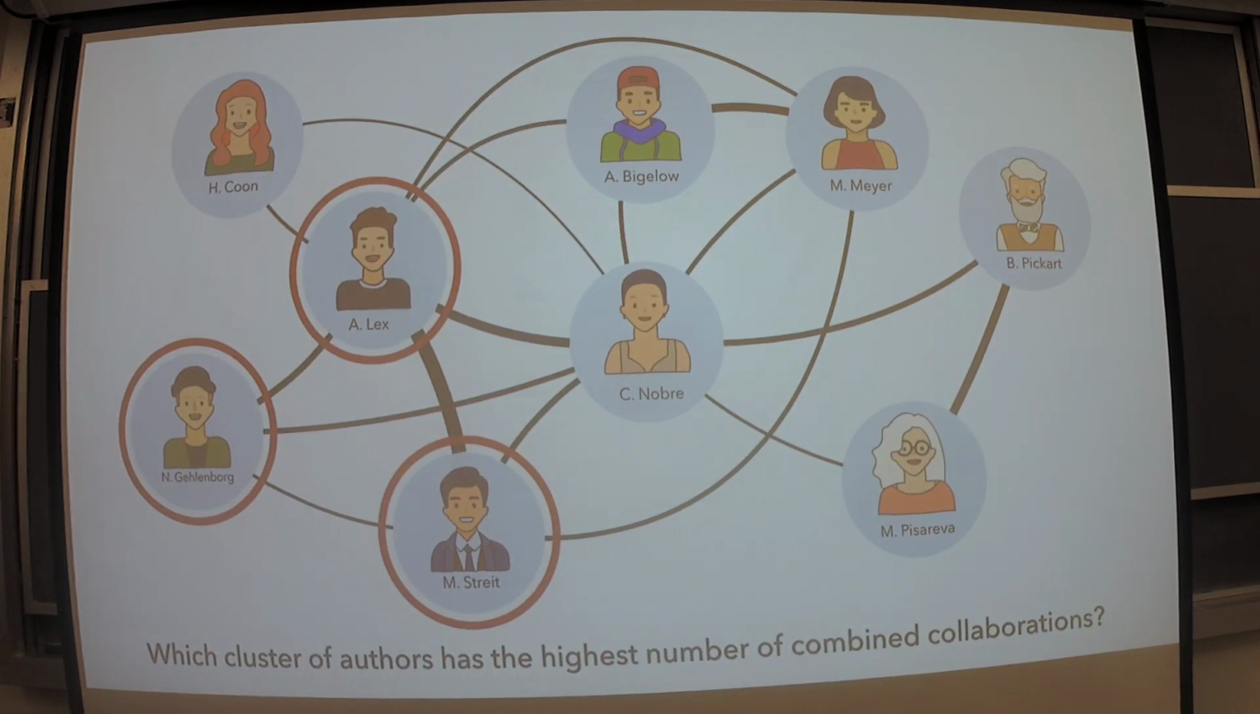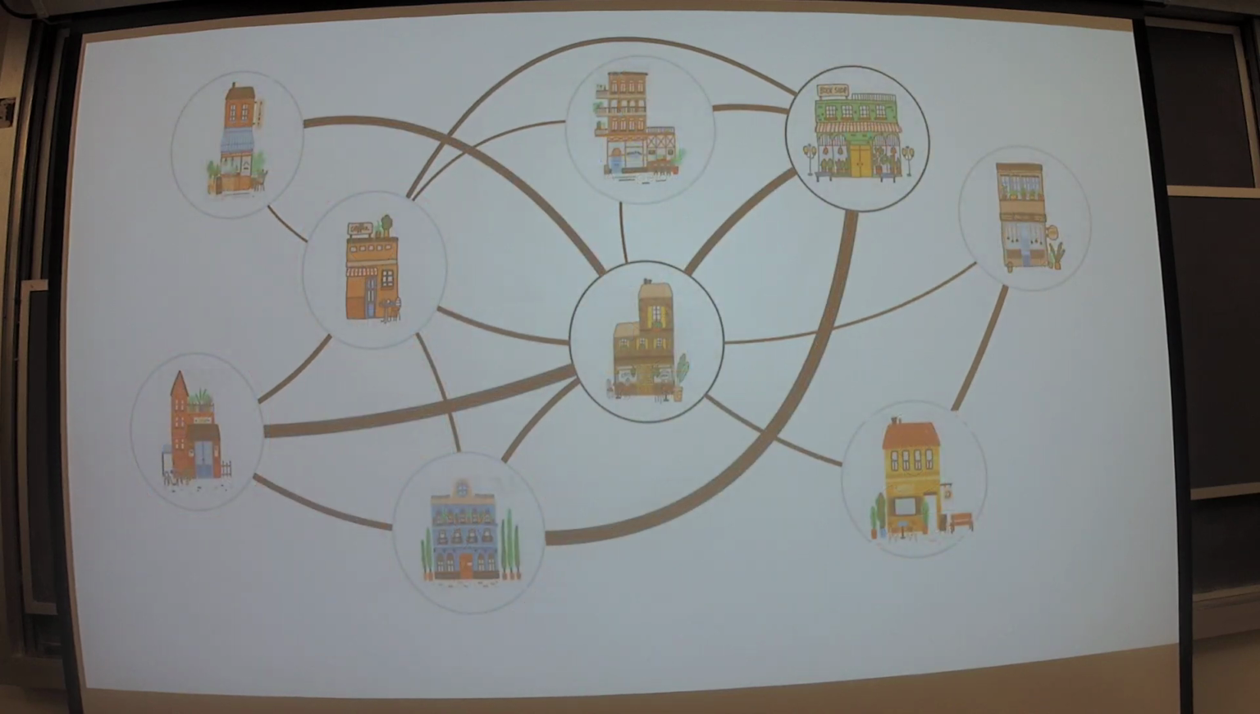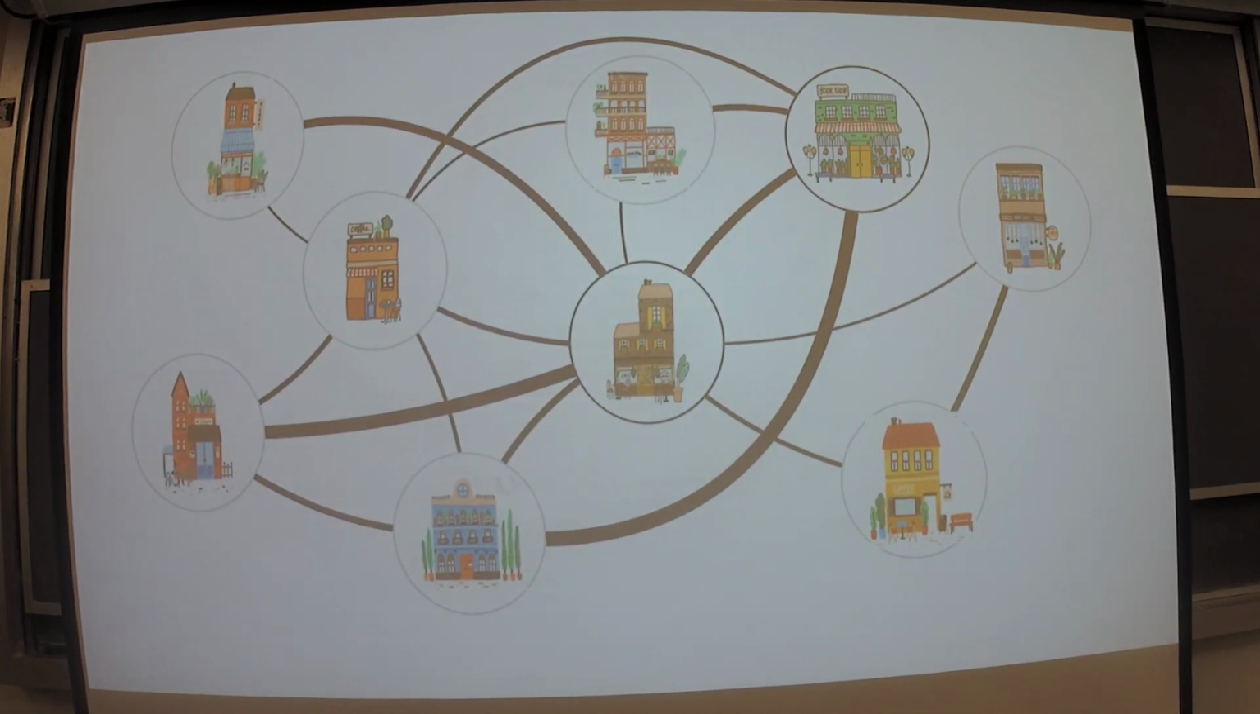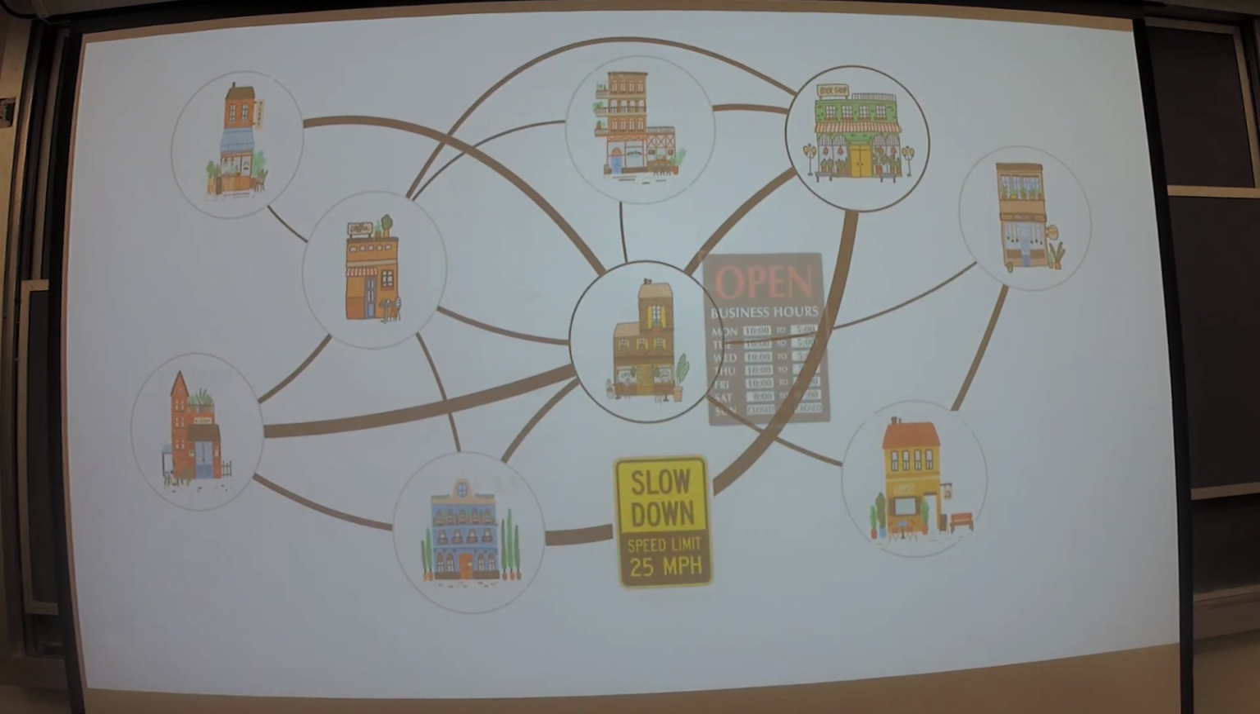The last example of an MVN task is a different network. So here we have places as nodes, and the roads that connect them are edges. And we have the following attributes on each one. We know that for every road, we have the speed limit that you can go, and for every business, you have their business hours, when they open, when they close.